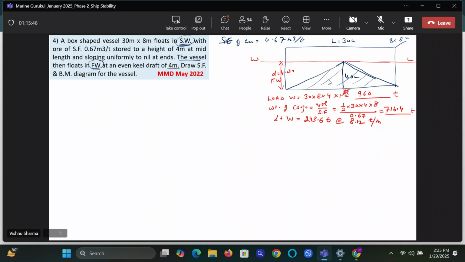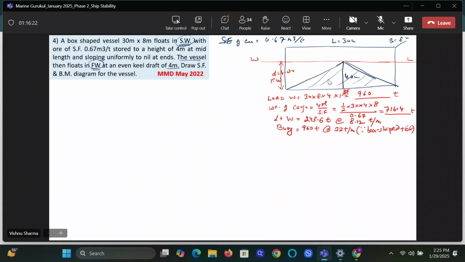So we have that now. How much will be the buoyancy, guys? Let's also deal with the buoyancy. How much will be the buoyancy? 32 tons per meter. What is the total? 960 tons, right, at the rate of 32 tons per meter. Why? Because it is again box shaped on even keel.